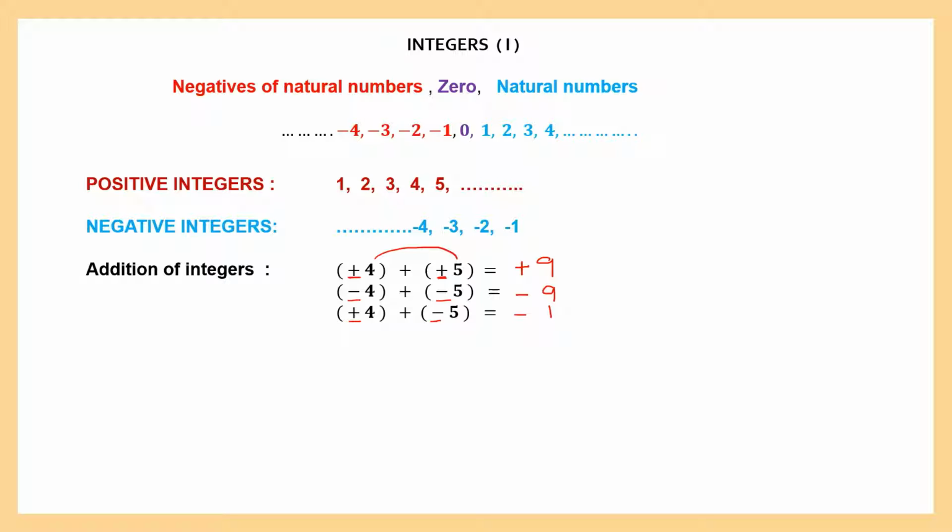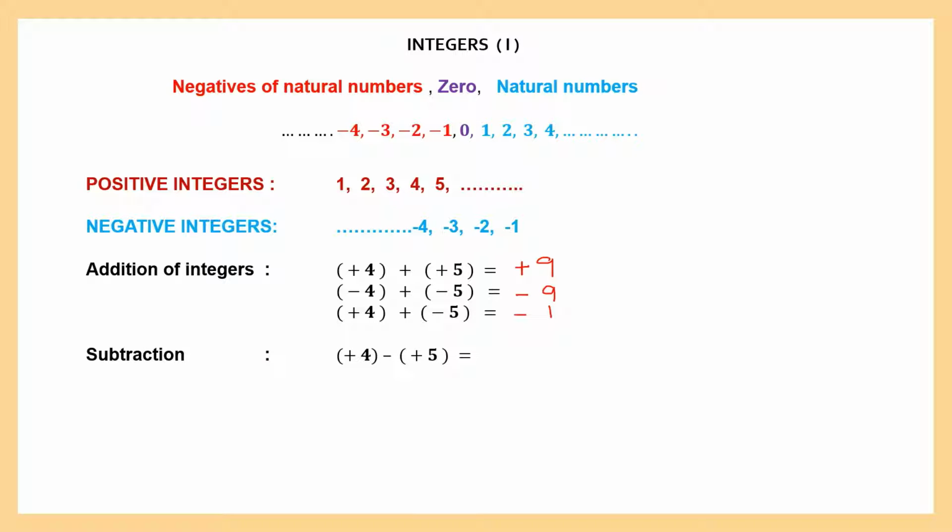So let me go through this once again. It's just a review of what you did last year. When signs are the same, put the same sign and add. So plus and plus is plus 9. When signs are the same, put the same sign and add. So -4 minus 5 is -9. When signs are different, here we have a plus sign and here we have a minus sign, put the sign of the bigger number and subtract.